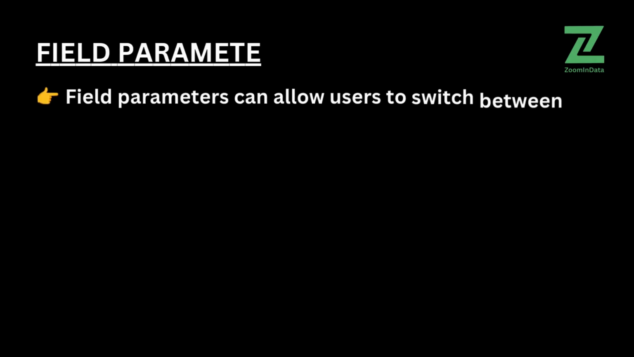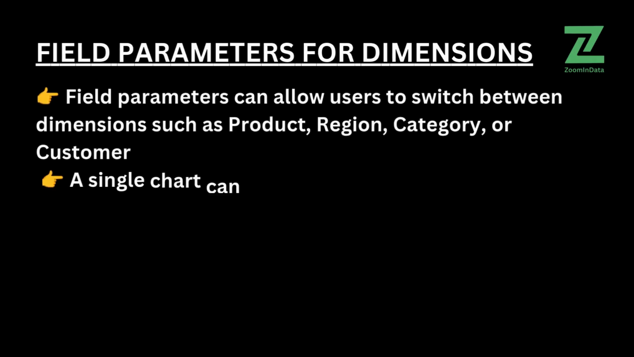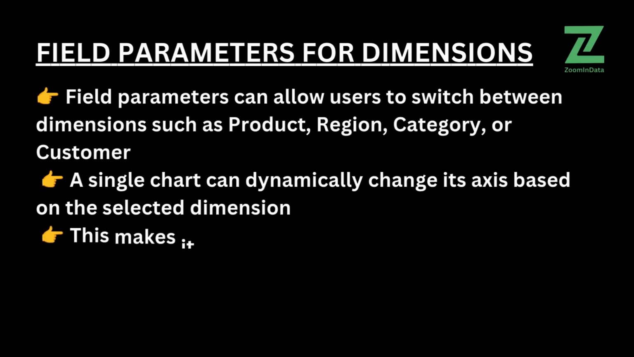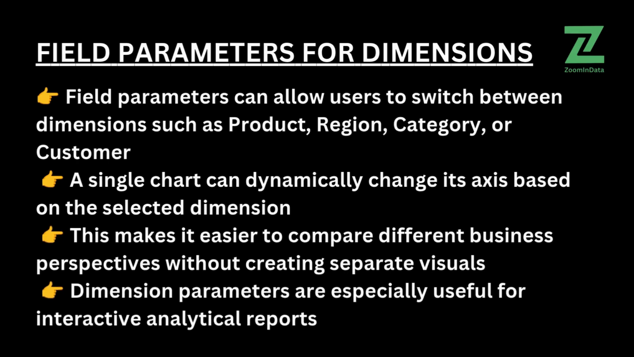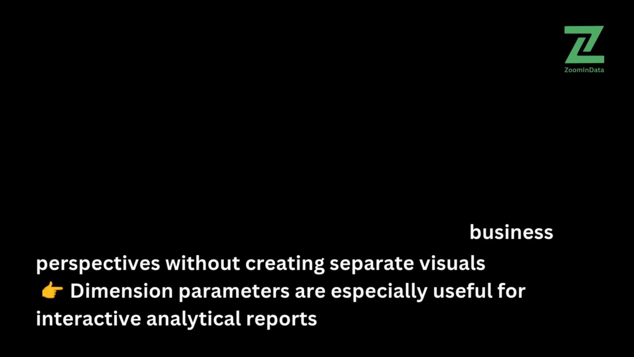Field parameters can allow users to switch between dimensions such as product, region, category, or customer. A single chart can dynamically change its axis based on the selected dimension. This makes it easier to compare different business perspectives without creating separate visuals. Dimension parameters are especially useful for interactive analytical reports.